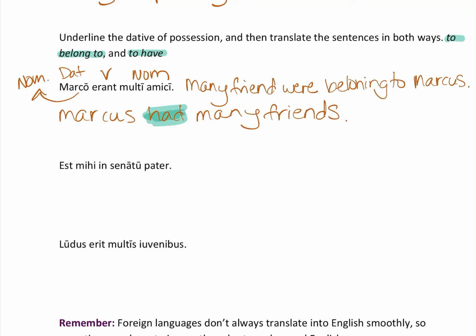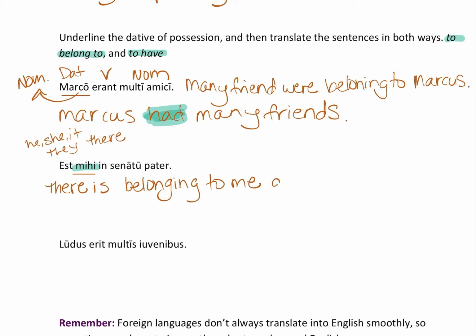Okay, let's look at est mihi in senatu. Oh, so dative of possession. I'm going to underline it for you like I said I would. Est mihi in senatu pater. Here's our dative. Okay, we're going to do the belong to. Literally, est, there is. And if you don't know this, remember how est can be he, she, it, or they. It can also be there. We talked about there is an apple on the table. If we were going to do it with a pronoun, it would say it is an apple on the table, but that doesn't make any sense. So there is a way to translate est as well. All right, there is belonging, here's our belong to, here's our dative. And mihi actually means to me. There is belonging to me a father, pater, in senatu, in the Senate. So clearly that literally doesn't make great English sense.